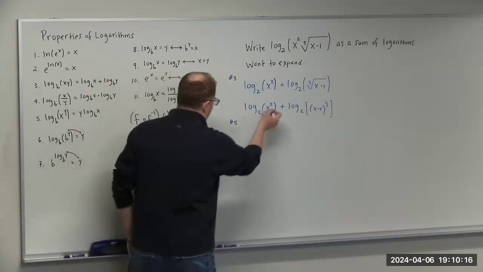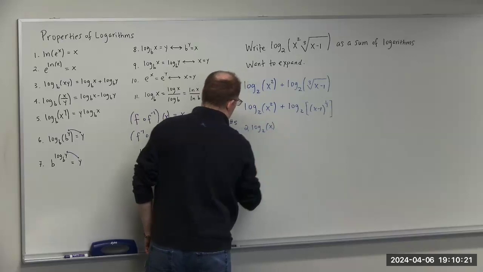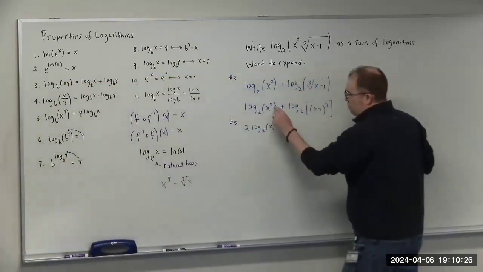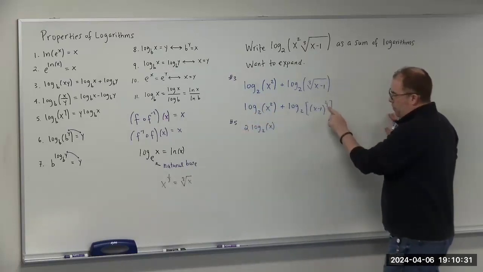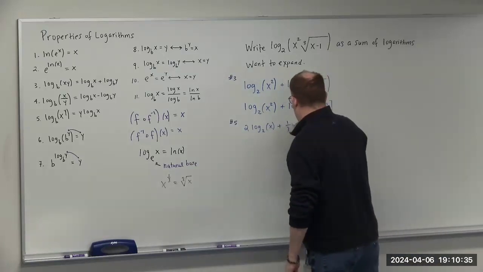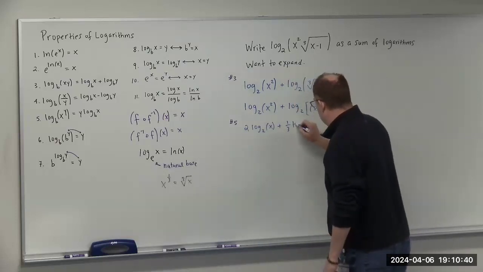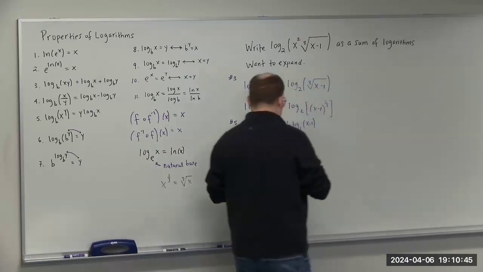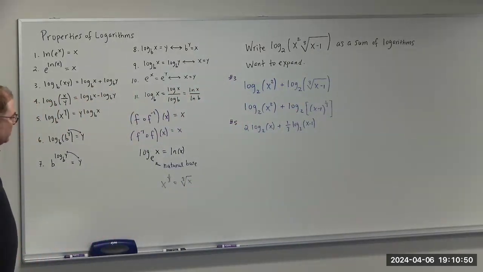So we can bring down the 2. We're going to have 2 times log of x base 2. All we did is bring that in the front. And then we can do the same thing with the other one. We can bring 1/3 in front of this one. And there it is, there's our expanded result.